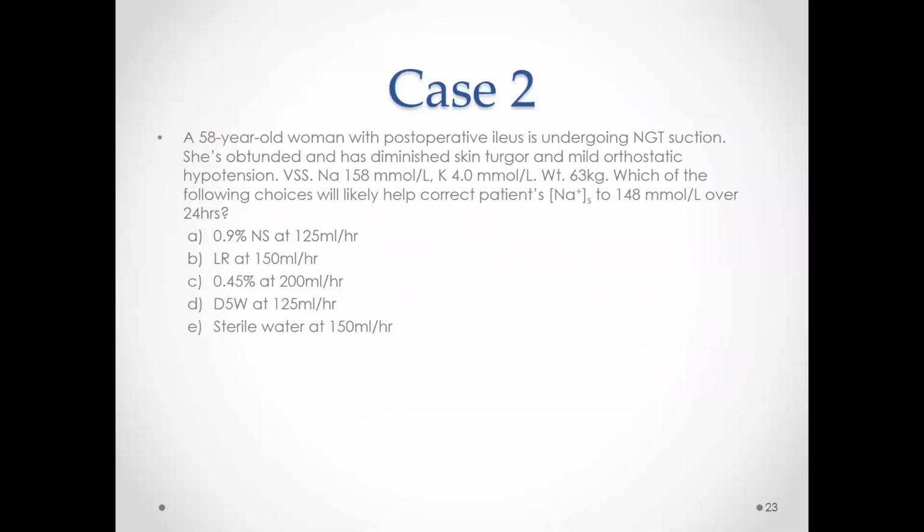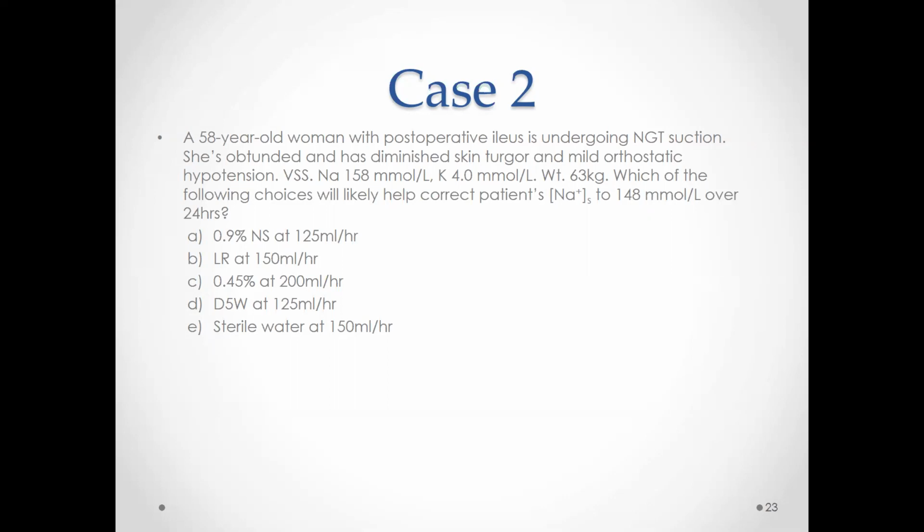So case 2, we have a 58-year-old woman with postoperative ileus on NG tube suction. She's obtunded. She has diminished skin turgor and mild orthostatic hypotension. Vital signs are great, sodium 158, K of 4, good renal function, and weight of 63. Which of the following choices will likely help correct the patient's serum sodium to 148 over 24 hours?